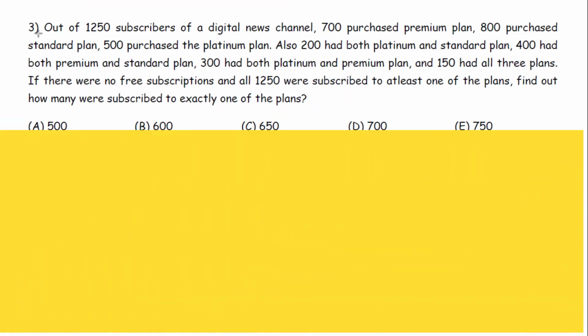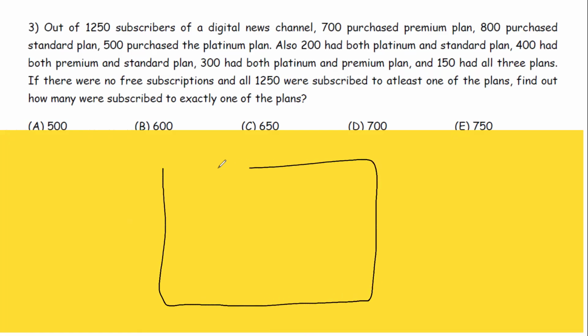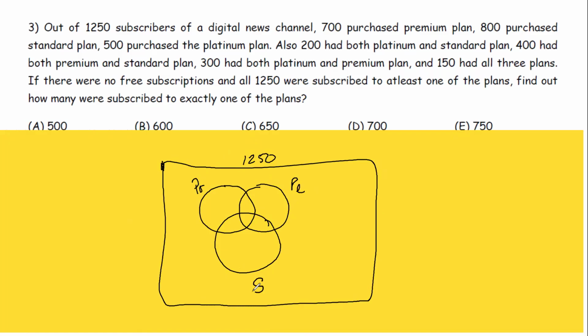Okay, out of 1250 subscribers of a digital news channel, 700 purchase premium plan, 800 purchase standard plan, 500 purchase the platinum plan. So always read the statement and do not assume that it's a three circle question. Obviously out here, I have intentionally done a three circle because it's a three circle worksheet. So always read the question before you assume it's a three circle question. So this one is clearly a three circle question where you have premium plan, let's call it PR, platinum plan, let's call it PL, and we have the standard plan, let's call it S.